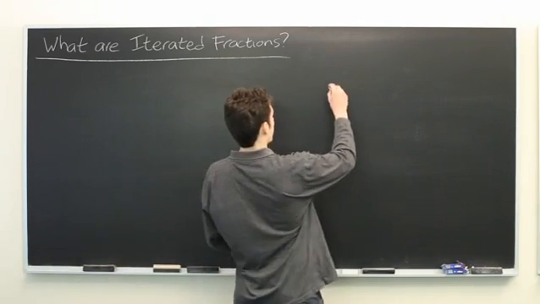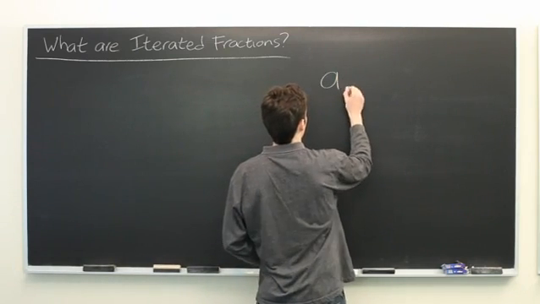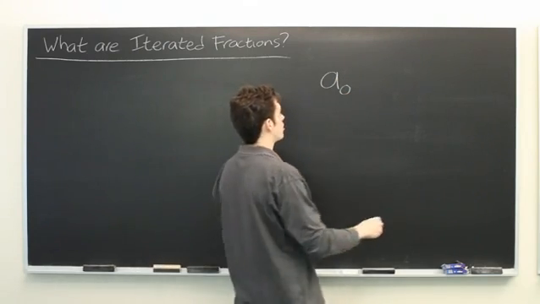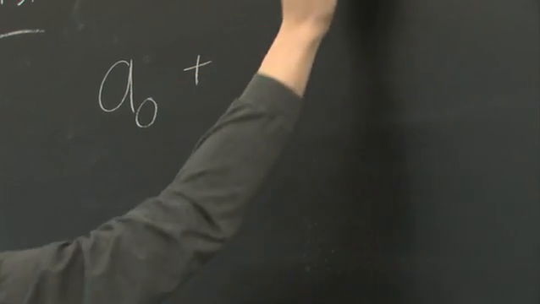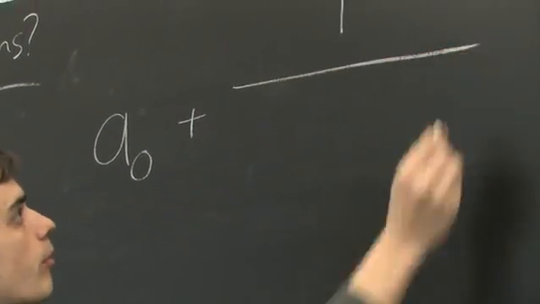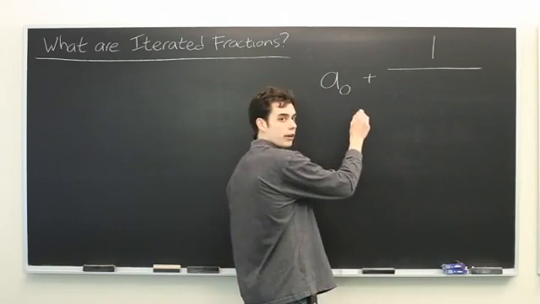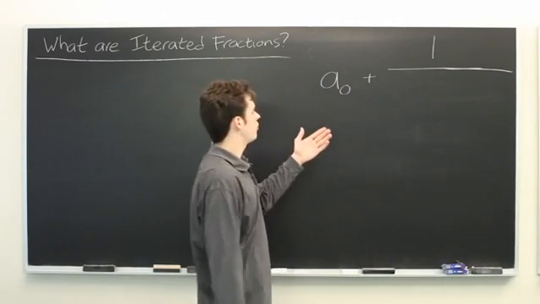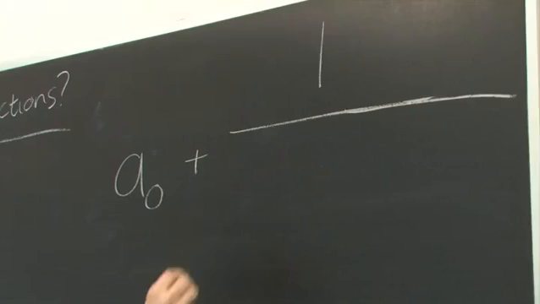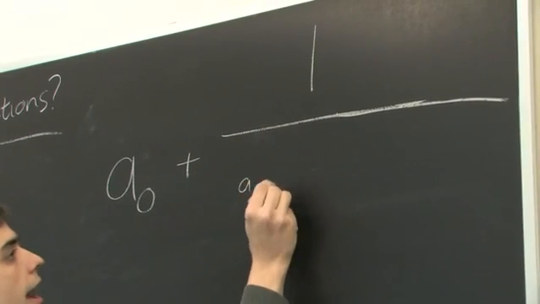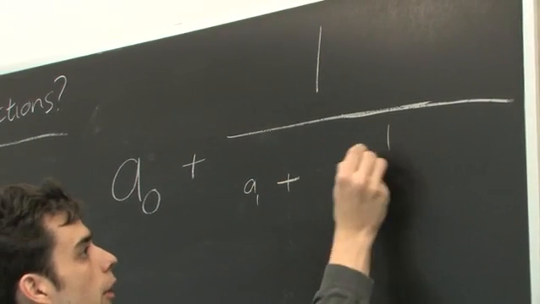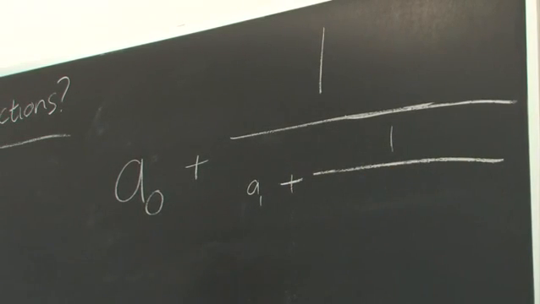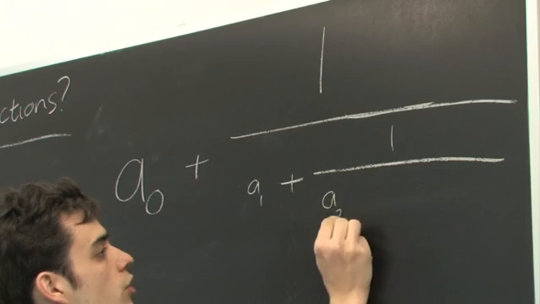So, to start off an iterated fraction, we'll use some constant, we'll say a0, or a sub naught, plus a fraction, where the denominator of this fraction will be an expression that looks very similar to what we already have, of a1 plus 1 over, same thing. We just keep going like this.